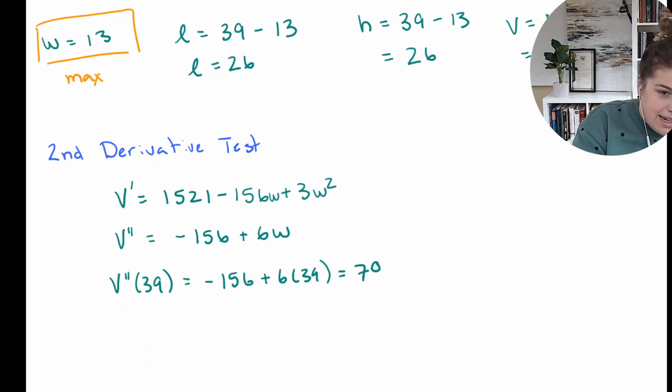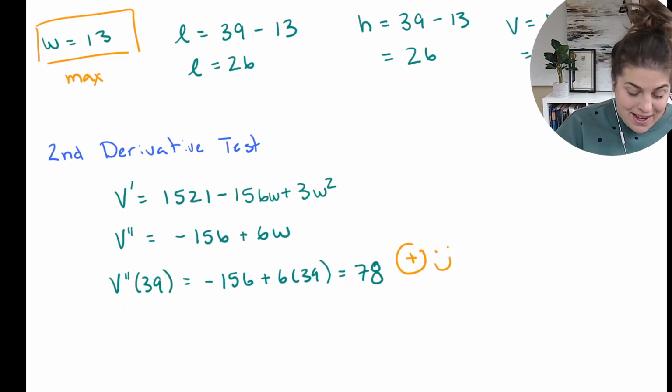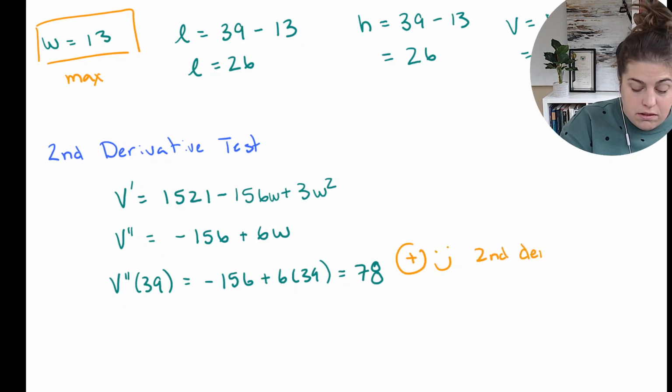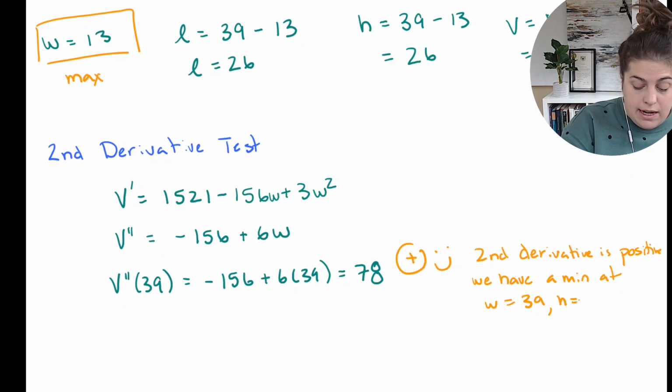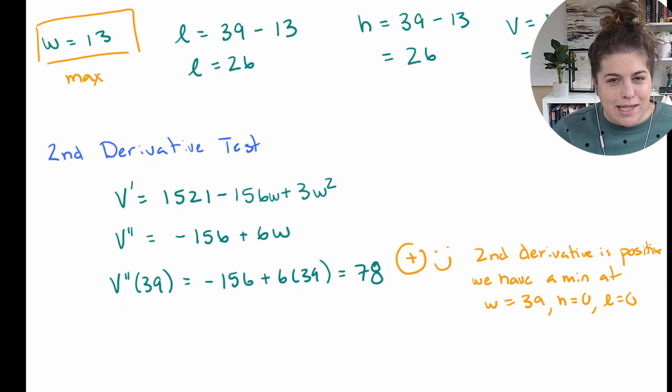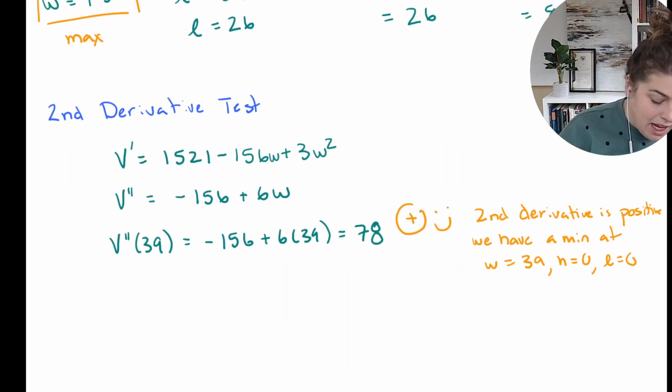So here we get 78. Again, we don't really care about the value. We care about the fact that this was a positive number, right? Smiley face. Therefore, we have a minimum, right? So when the second derivative is positive, it means that we're concave up. We have a minimum at W equals 39, height equals 0, length equals 0, which makes sense because the volume literally worked out to be 0 in that case.